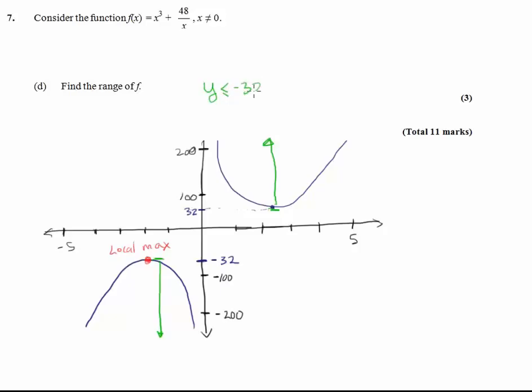So my range: y is less than or equal to negative 32, or, and it's or as in the union, put the two together, y is greater than or equal to 32, and that describes the range of the function. And again, there are two distinct sets of values, and we're connecting them with the word or because it could be one or the other.